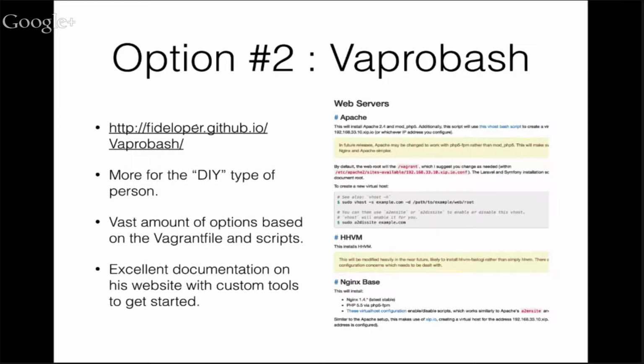So the next option is Vaprobash. Vaprobash is for the do-it-yourself type of person, and it has an enormous amount of options and installation settings that you can just uncomment a line out. The documentation is great if you visit their website, Fideloper on GitHub. He's got everything for every option he has and how to do it and how to add sites and how to add Nginx blocks or Apache virtual hosts, etc.